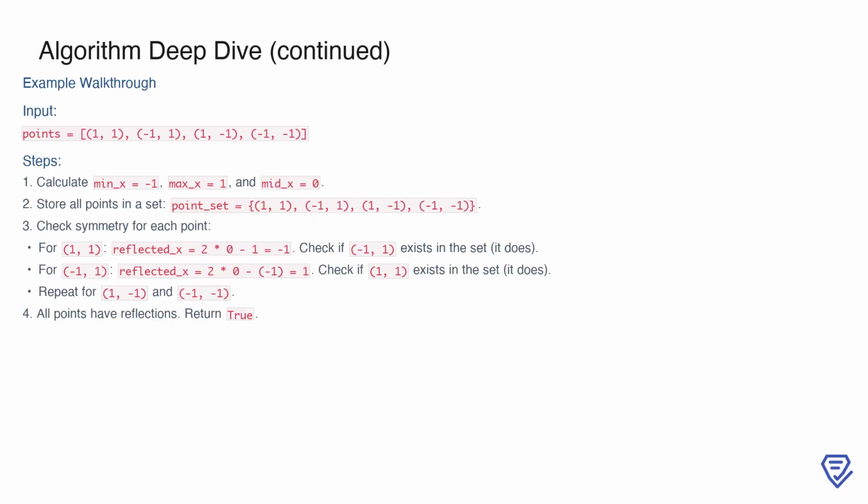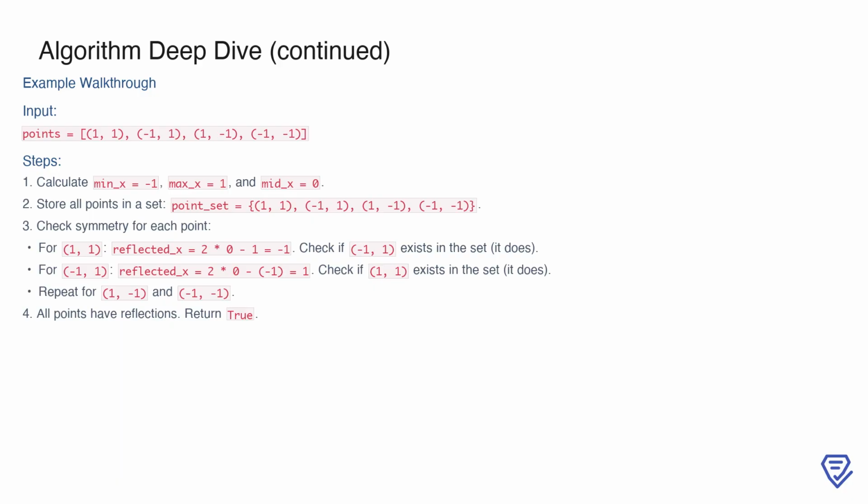Consider the input points equals [1, 1], [-1, 1], [1, -1], [-1, -1]. First, we calculate the minimum x coordinate as min_x equals -1 and the maximum x coordinate as max_x equals 1. This gives us the line of symmetry at x equals 0. Next, we store all points in a hash set, point_set equals {[1, 1], [-1, 1], [1, -1], [-1, -1]}.